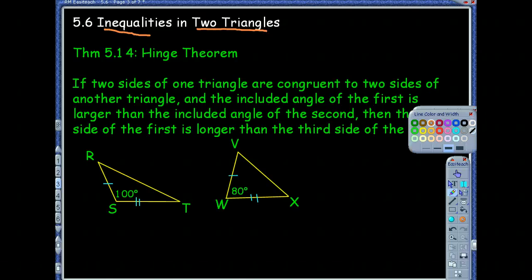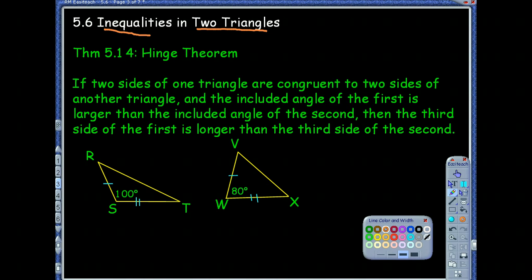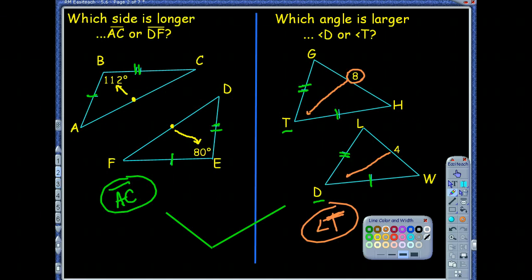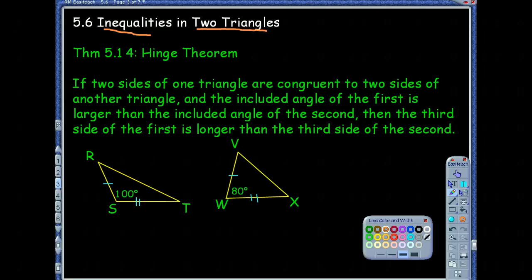All right. So going back to the slide, you had to be provided these congruent pieces before you could do anything with it. So notice even in the theorem it says something about that. You can't just compare the side across or the angle across until you have that set up, okay? So you have to have something in common before you look at what's different. Exactly. All right, so the Hinge theorem, and don't worry about memorizing the name of this.